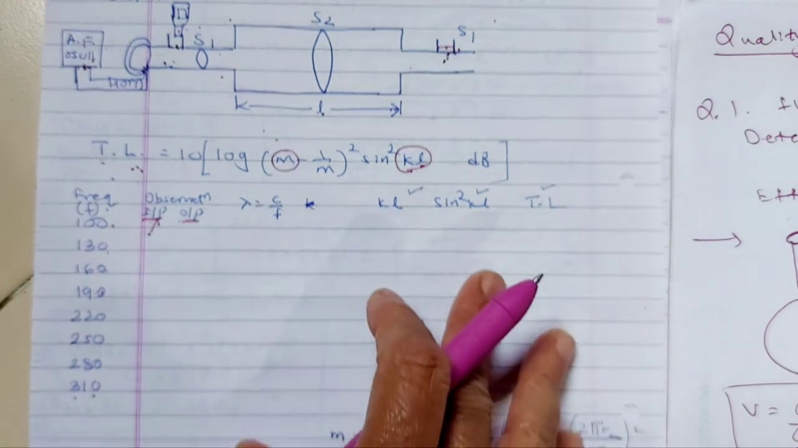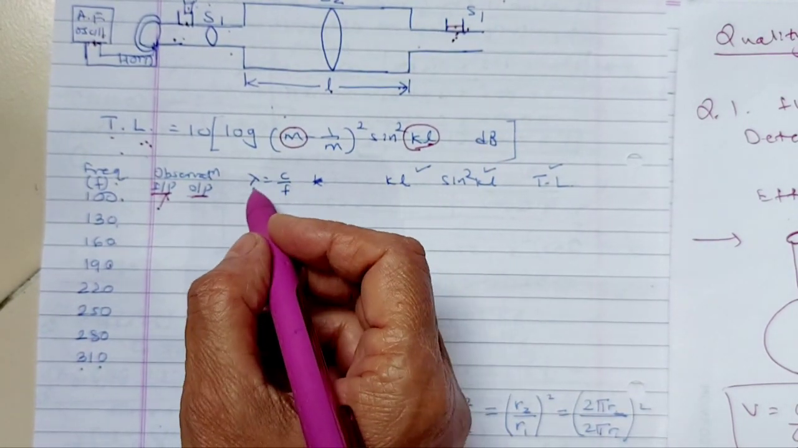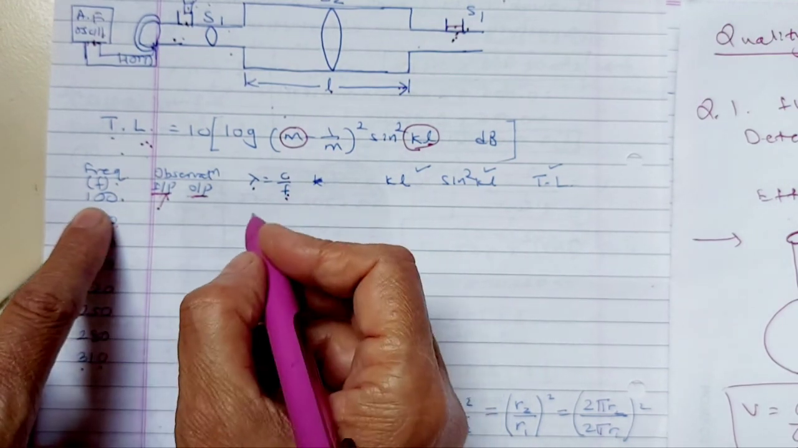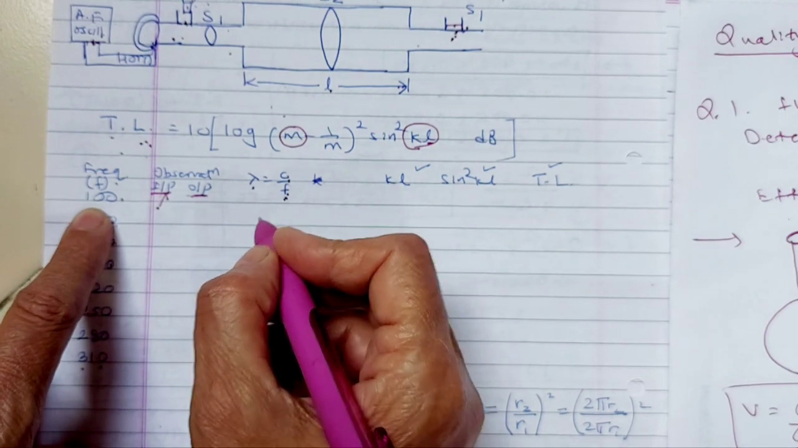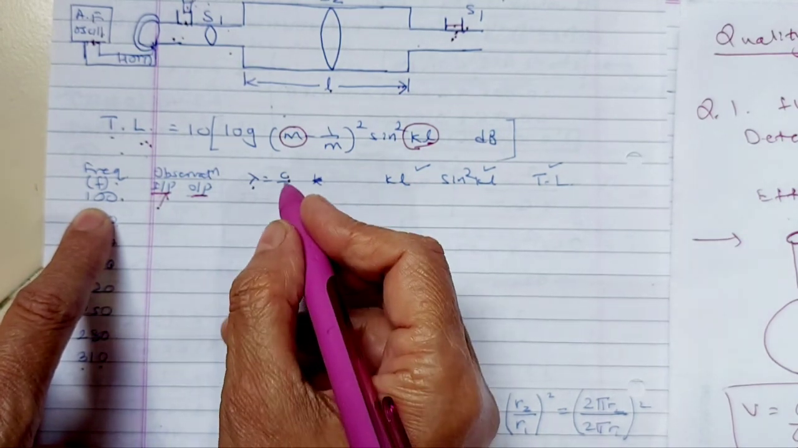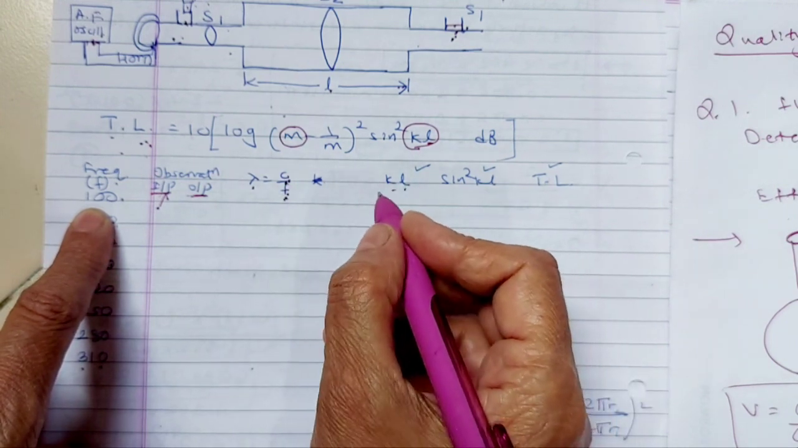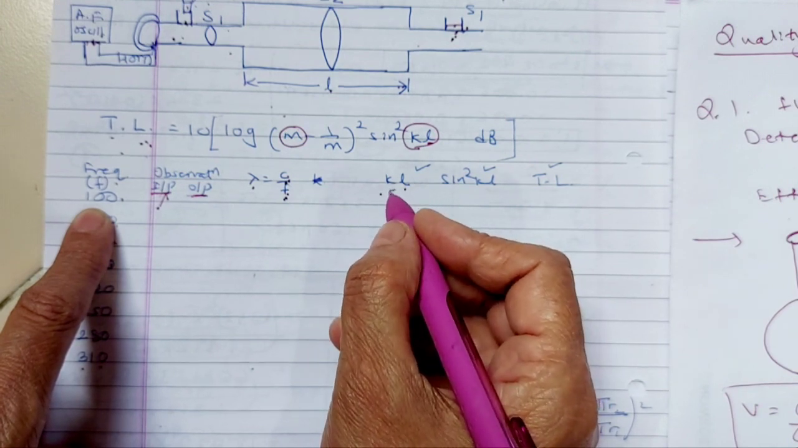Fine. Afterwards, what is your next job? Next job is lambda. Lambda is wavelength, C by F. Now F you know, but the value will change everywhere because C is fixed but F is varying, so lambda will vary obviously. Now what is C? Velocity of sound, which is 343 meters per second. Then KL. Now what is K? K is again 2 pi by lambda, the propagation constant we mentioned earlier.